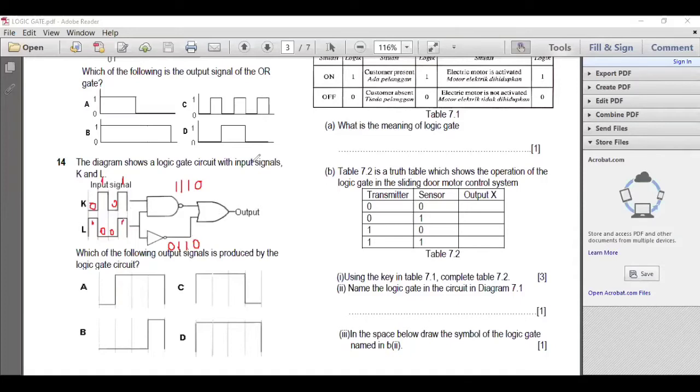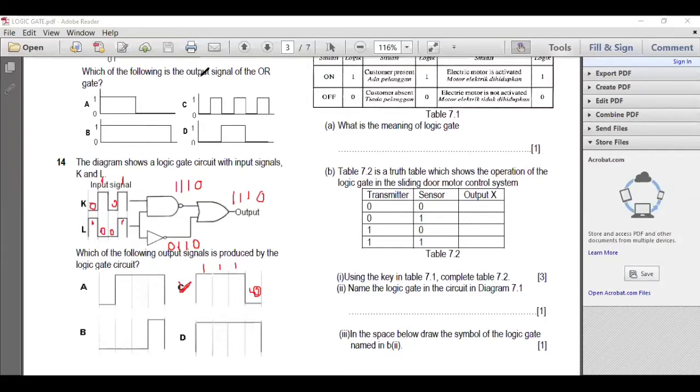And then it passes through the OR gate. OR gate means at least 1 must be on. So 1, 0, you get 1. 1 and 1, you get 1. 1 and 1, you get 1. 0, 0, you get 0. So that means it's 1, 1, 1, 0. So basically it's in the form of a graph, same only. So basically, this is how your objective question will look like.